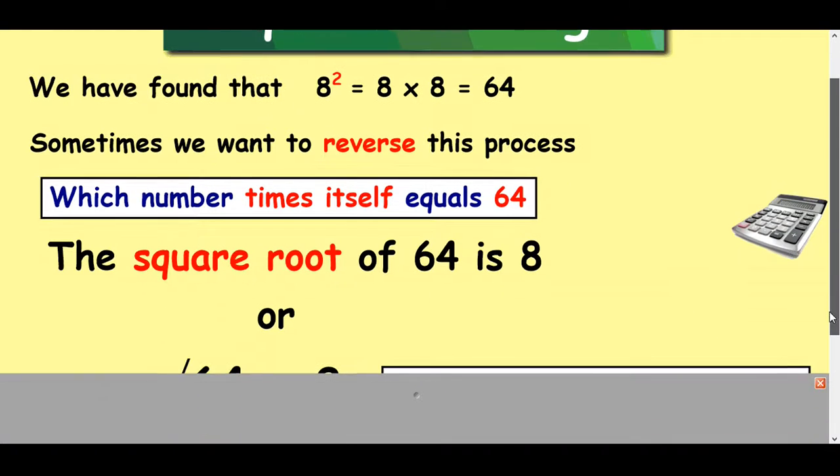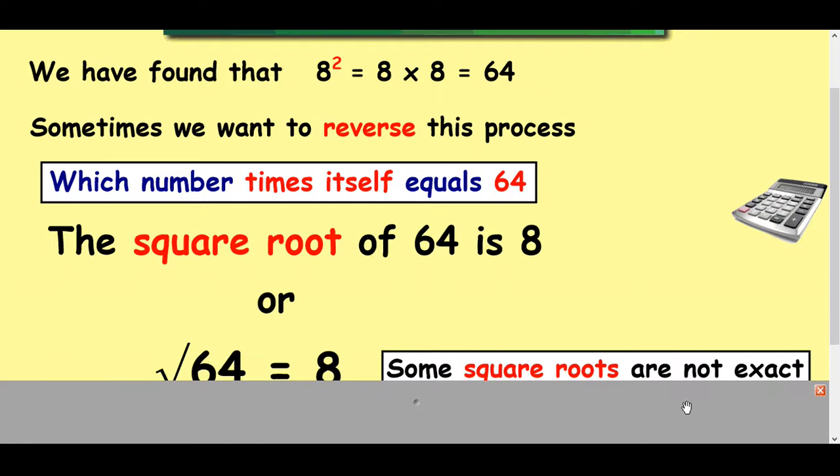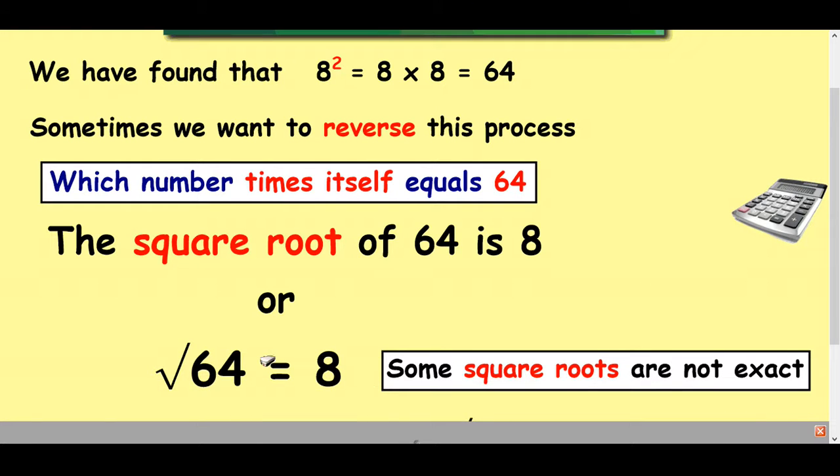But we quite often see a symbol attached to this, and it's this little tick. And you may have seen it before on your calculators. If you look at your calculators, you see these little tick symbols. So we don't write out the words square root, we tend to use that as a symbol to denote the square root. Now sometimes square roots are not exact.